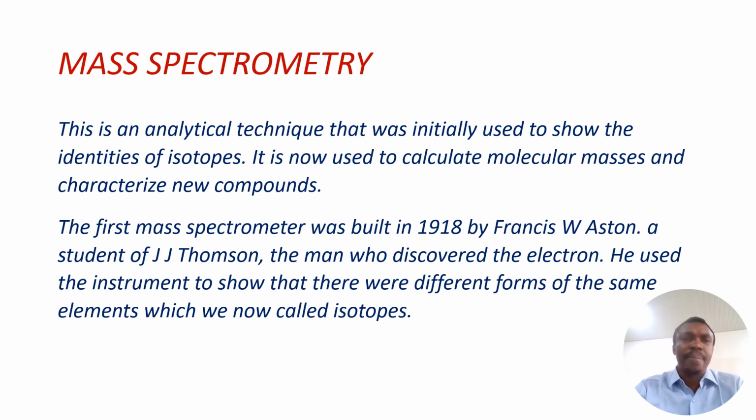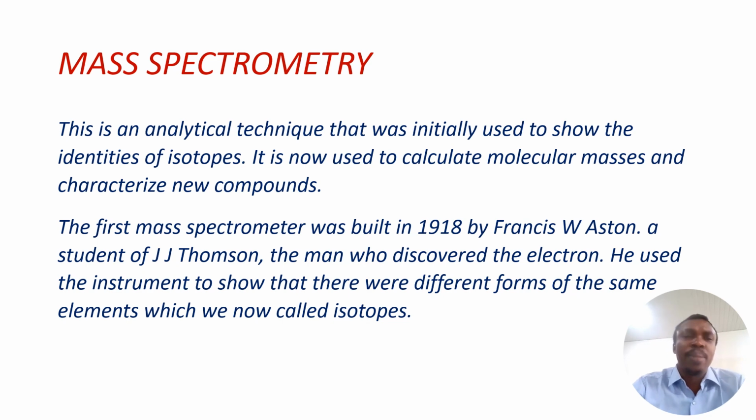So we are looking at mass spectrometry, which is an analytical technique that was initially used to show the identities of isotopes. When we talk about mass spectrometry, it is the use of a mass spectrometer, and it was initially used to show the identities of isotopes. It is now used to calculate molecular masses and even characterize new compounds. Also determine the relative atomic masses of elements.